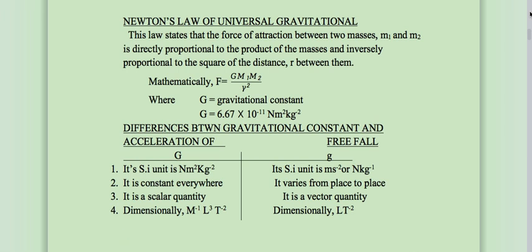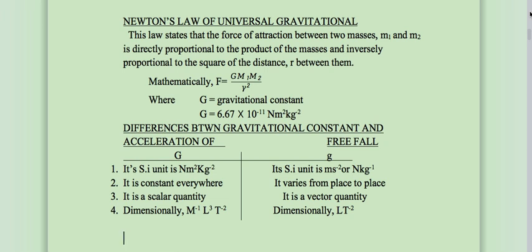So, capital G is a scalar quantity. The small g is a vector quantity. What are vector quantities? Vector quantities are those quantities that have both magnitude and direction. Small g is an example of what? Vector quantity.